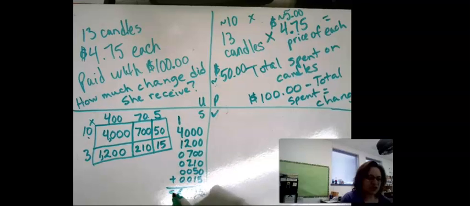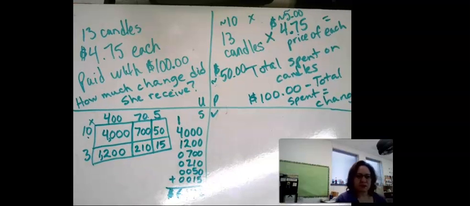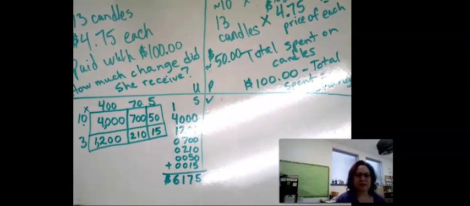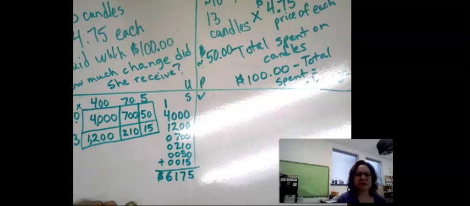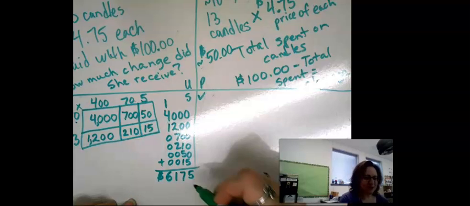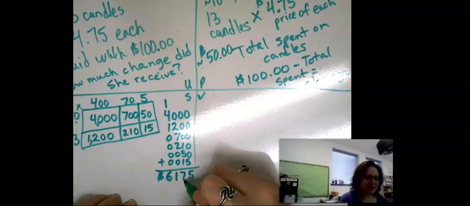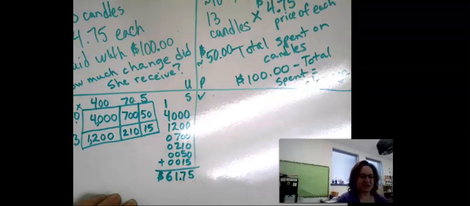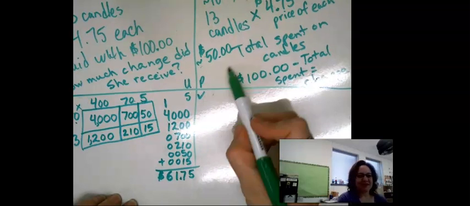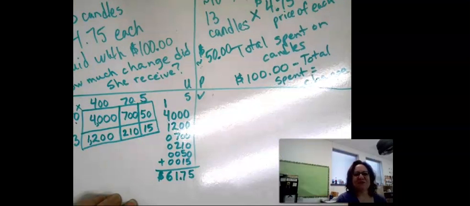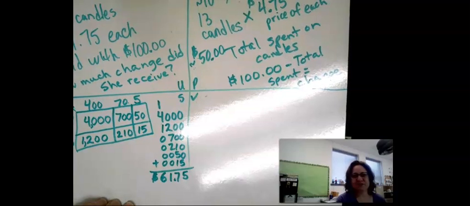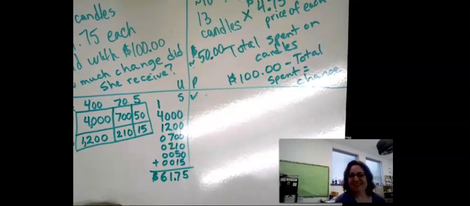Okay, so she spent, oh, I see there's a glare for y'all. Hold on. There we go. She spent 6,000, no, she didn't. We forgot to put our decimals in. She did not spend $6,000 on candles, did she? No, we're going to count back 2 and we're going to put our decimal in there. Right? She spent $61.75 on candles, which is a lot of money for candles, right?